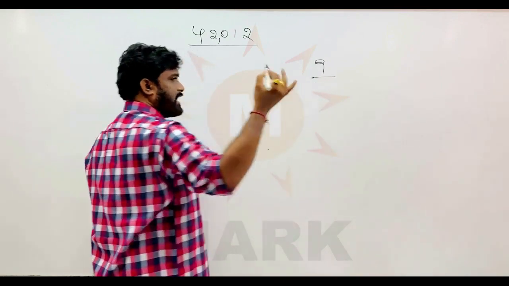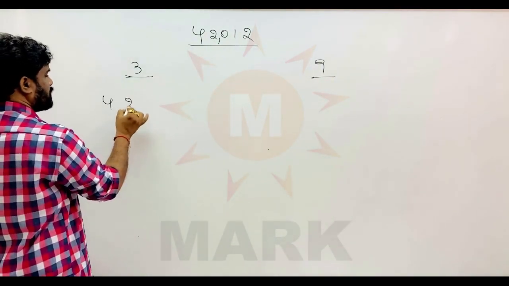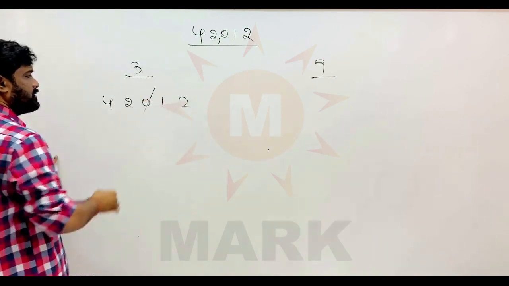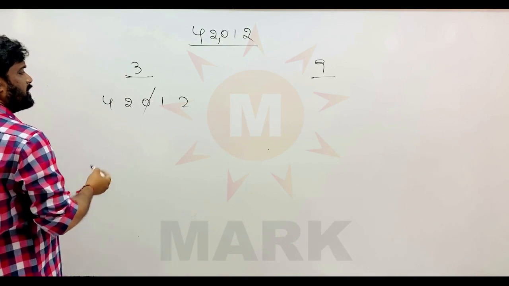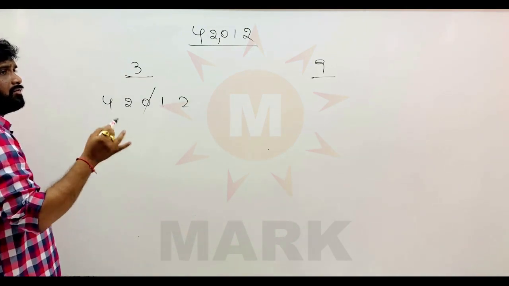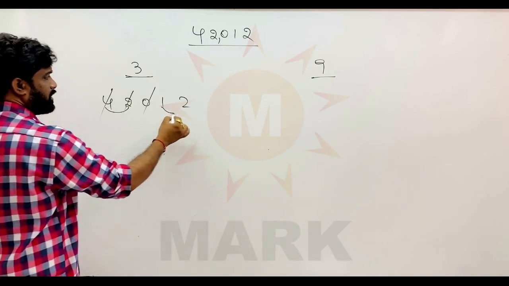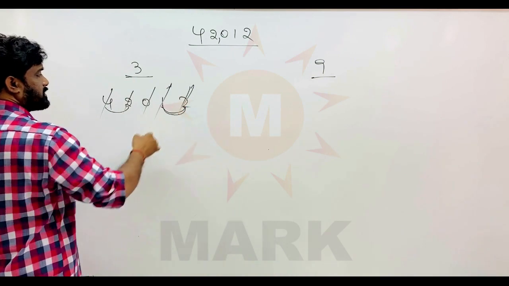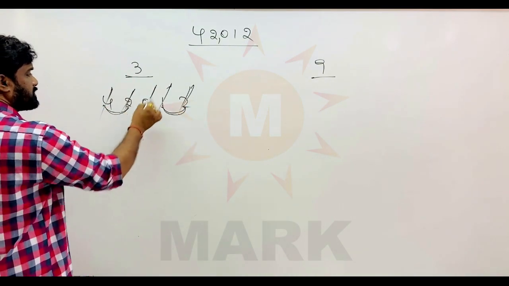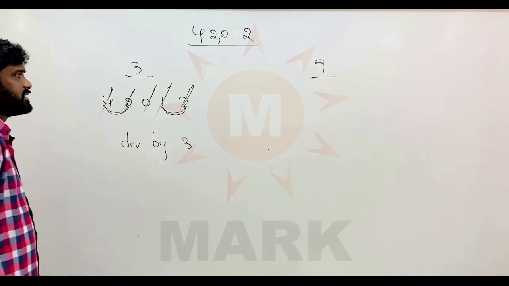This time I am using only the cancellation technique, so it is easy for me. I am taking 42012. I have cancelled zeros. Next I have to cancel 3, 6 and 9, not there. Then I have to take digits whose sum is 3 or 6. Clearly I can see 4 and 2 is 6, and 1 and 2 combination is 3. So 4 and 2, 6 struck off, 1 and 2 struck off, zeros struck off, that means this number is divisible by 3.